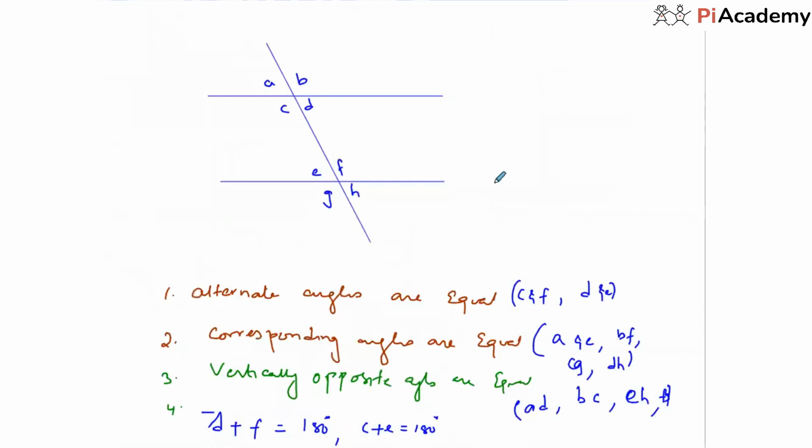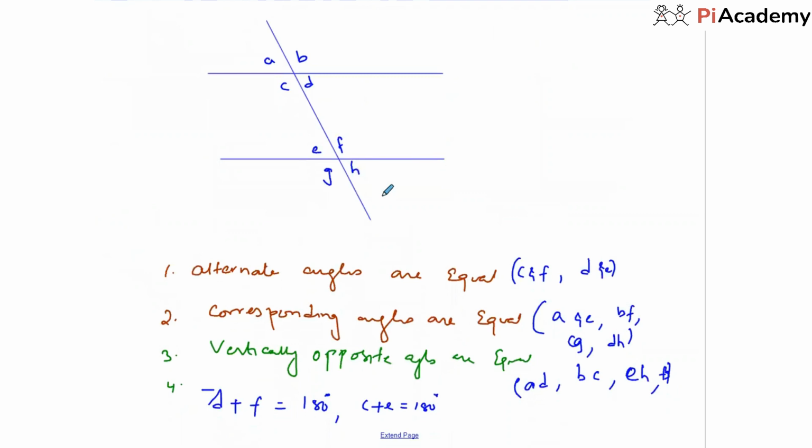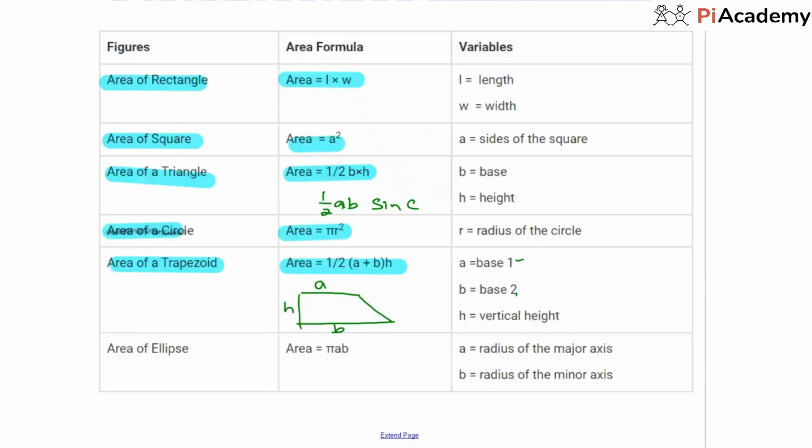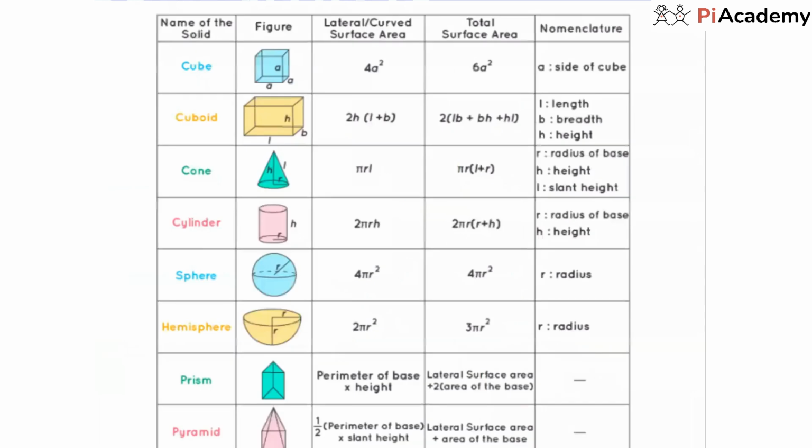Then we also studied properties of parallel lines. When two lines are parallel, the line that intersects these two lines is called a transversal. And you have alternate angles equal, corresponding angles equal, vertically opposite angles equal, and interior angles on the same side of the transversal add up to 180 degrees. We did that, and I also listed some formulas here.